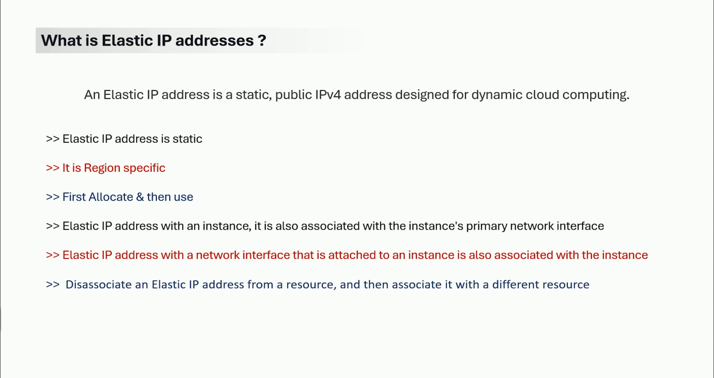You can disassociate an Elastic IP address from a resource and then associate it with a different resource. So basically you can move the Elastic IP address from one resource to any other resource by doing these steps. I will guide you through all these steps in this video via the AWS console itself.